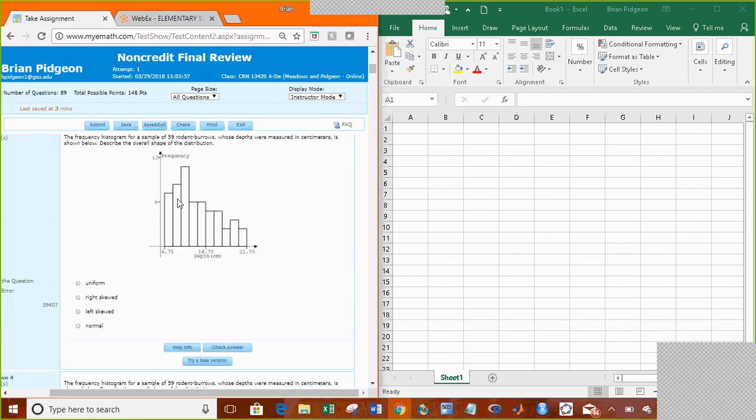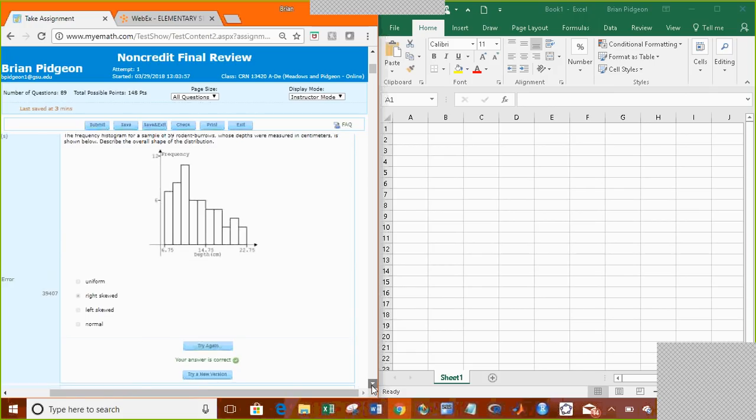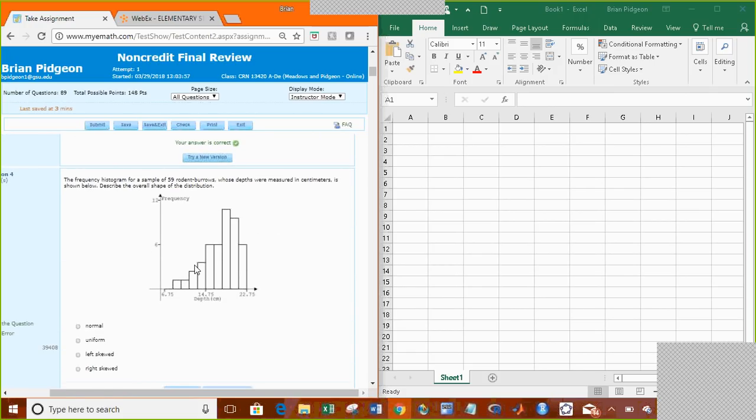Here, as you can see, our tail is getting pulled to the right, meaning our frequencies decrease as we move from left to right. So that's right skewed. And then, as we go from left to right, if our frequencies dramatically increase, we say that's left skewed. Our tail gets pulled to the left.